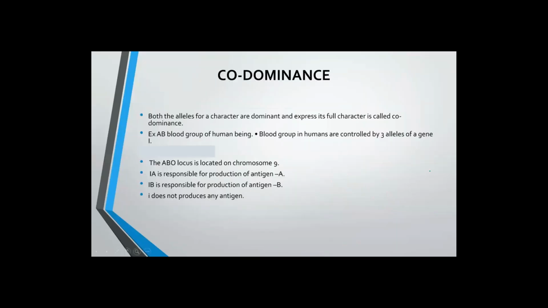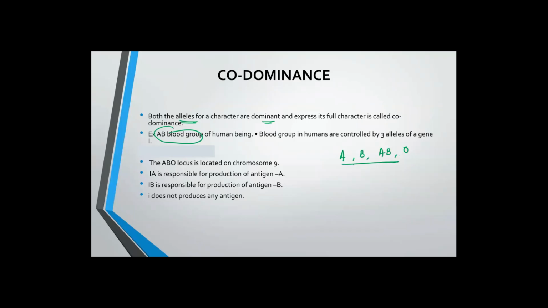Now moving to co-dominance. It is a different case in the expression of characters. Co-dominance is where both alleles for a character are dominant and express their full character. The example is ABO blood grouping. There are A, B, AB, and O blood groups.